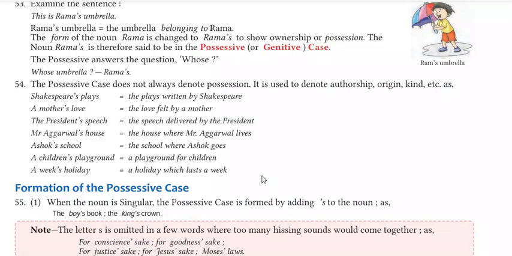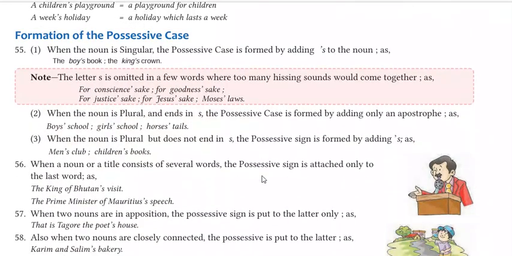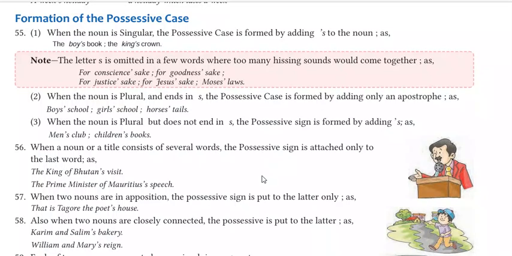Okay, let's move ahead and talk about the formation of the possessive case. This is very important. We need to understand this topic very thoroughly. When the noun is singular, the possessive case is formed by adding 's to the noun. Quite simple. For example, the boy's book. It means the book belongs to the boy, right? And the second sentence says the king's crown. So it means the crown of the king, right?